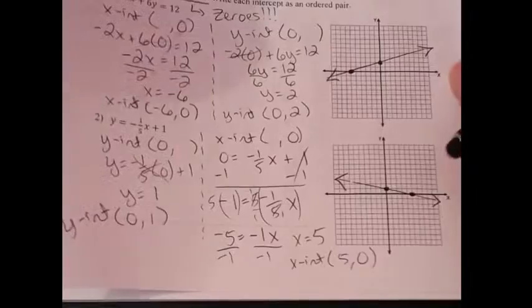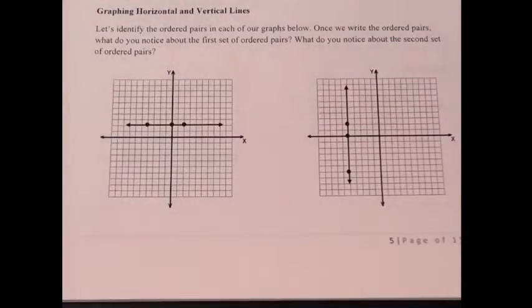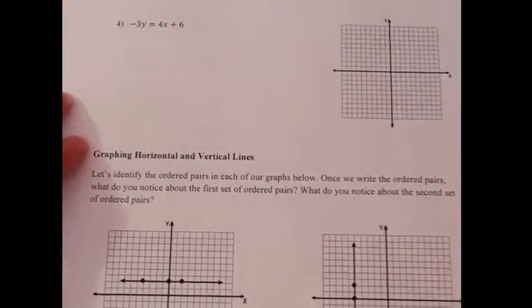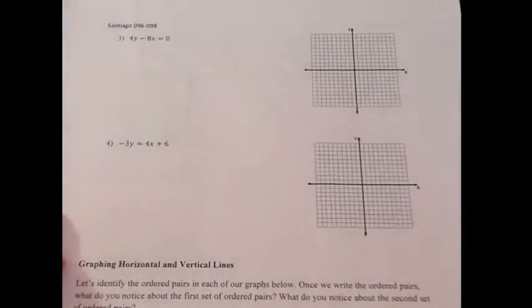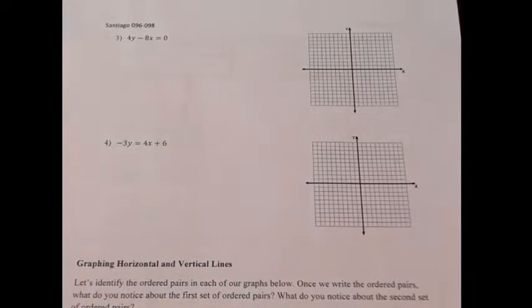Good. I'm going to turn the page. Let's look at number 3. Notice for number 3 we have 4y minus 8x is equal to 0. So for the sake of making sure that we're not spending too much time playing around with things, I want to walk you through this one.